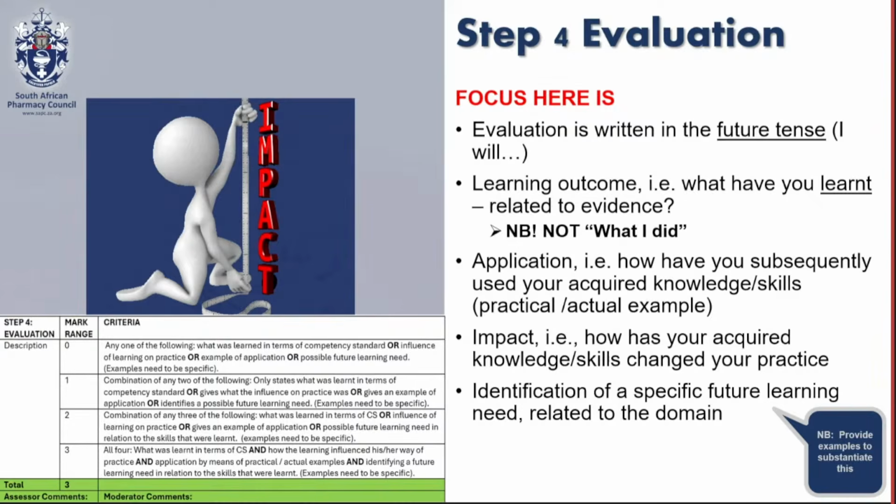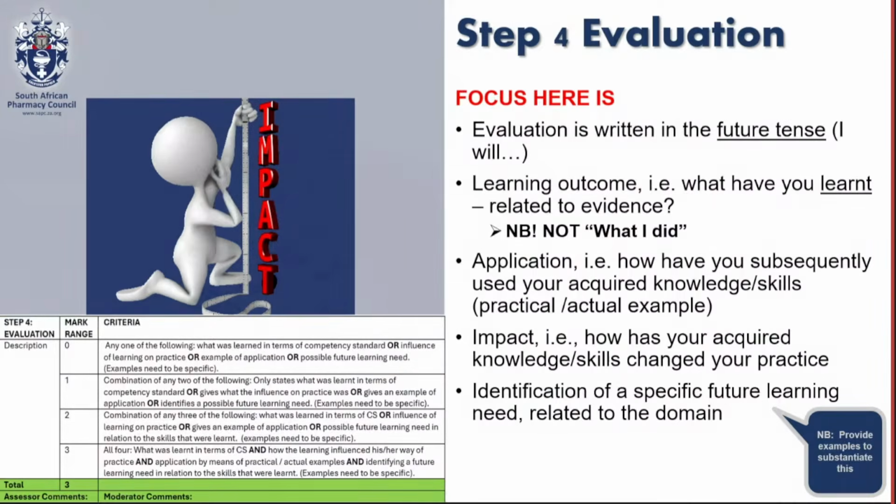And then lastly, which often is missed, is identifying a future learning need in relation to the skills that were learned. And here we look for examples that need to be very specific. So tell us what their future learning need is in relation to the skills that they've just covered within the CPD, and provide really good specific examples to that need that they've identified.